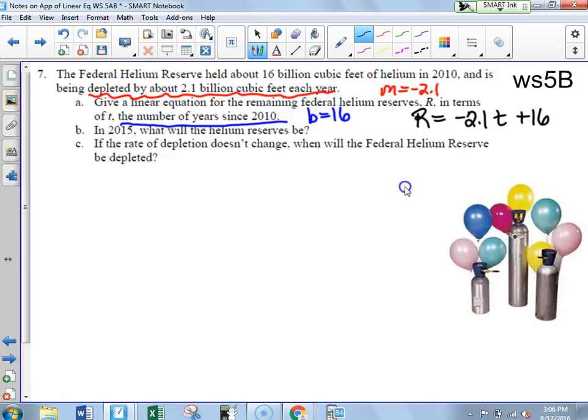In 2015, what will the helium reserve be? Do we plug in 2015? No, we've got to plug in years since 2010, which would be 5, right? Because it said years since 2010, so 5 years after that. So plug that in and we get R equals what? Did someone else get 5.5? And it is billions of what? Cubic feet of helium. Is it HE? What's helium? Just, it's not hydrogen. HE?